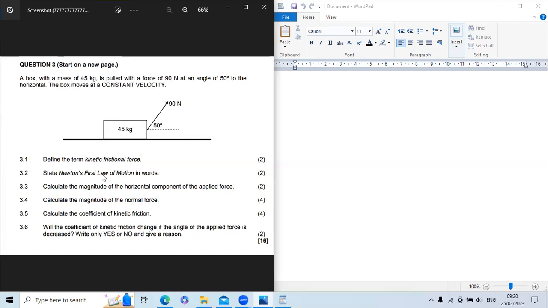So we're going to go to question 3.3. They say calculate the magnitude of the horizontal component of the applied force. I'm sure at this point, all of you know how to calculate the magnitude of the horizontal component when it's given to you like this. If you remember from vectors in 2 dimensions, it's basically like this.